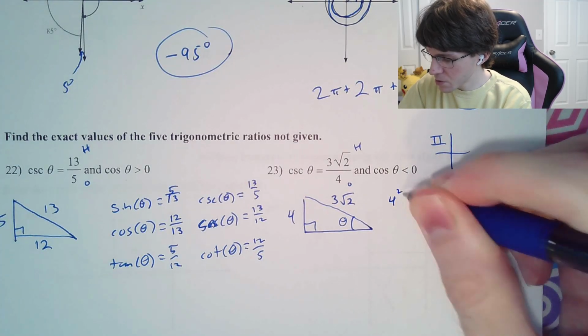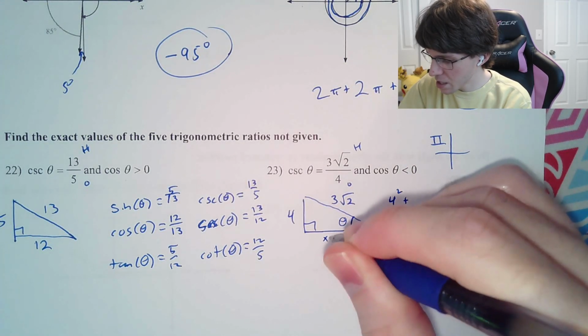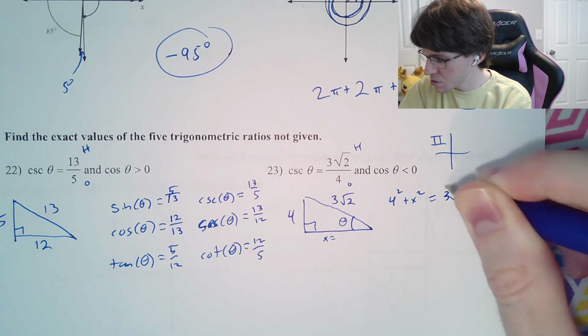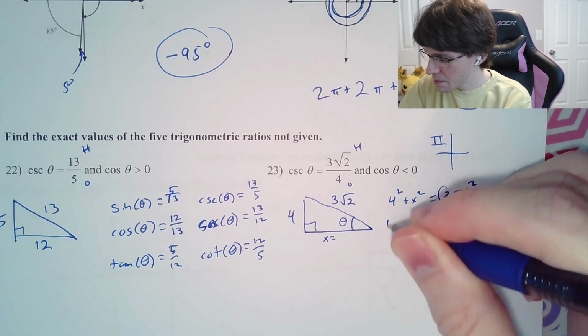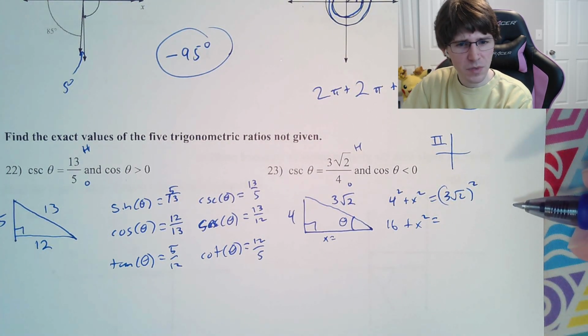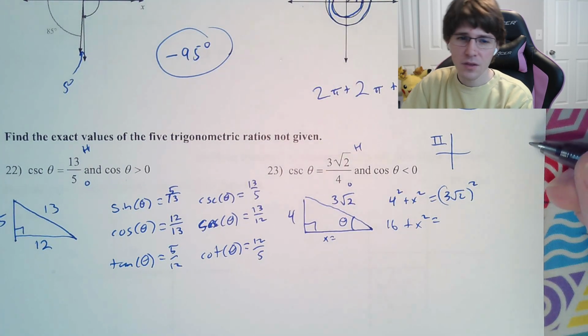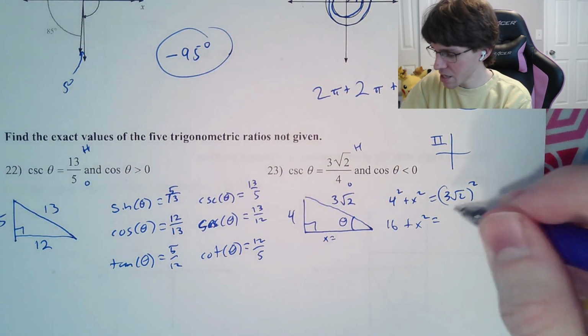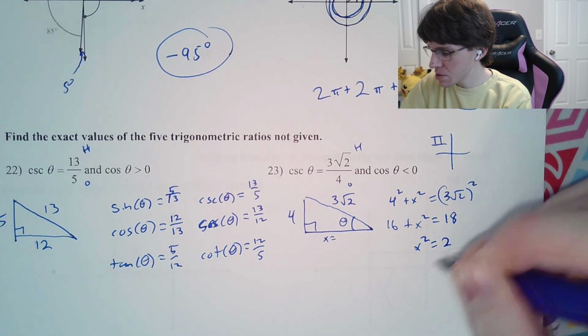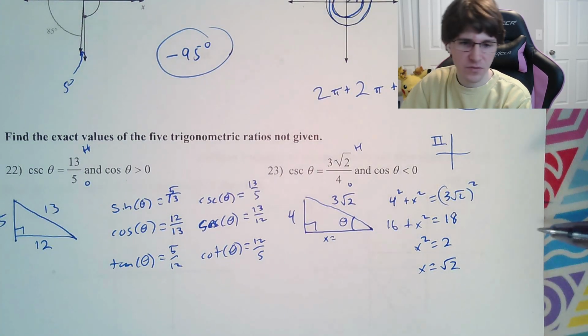We have our 4 squared plus, I'll label this guy x, x squared is equal to 3 rad 2, all squared. That's going to be 16 plus x squared. When you're squaring something like this, the square root disappears on it and becomes a regular old 2. 3 times 3 is 9. You get 9 times 2, which is 18. And therefore, x squared is equal to 2, and therefore x is the square root of 2.